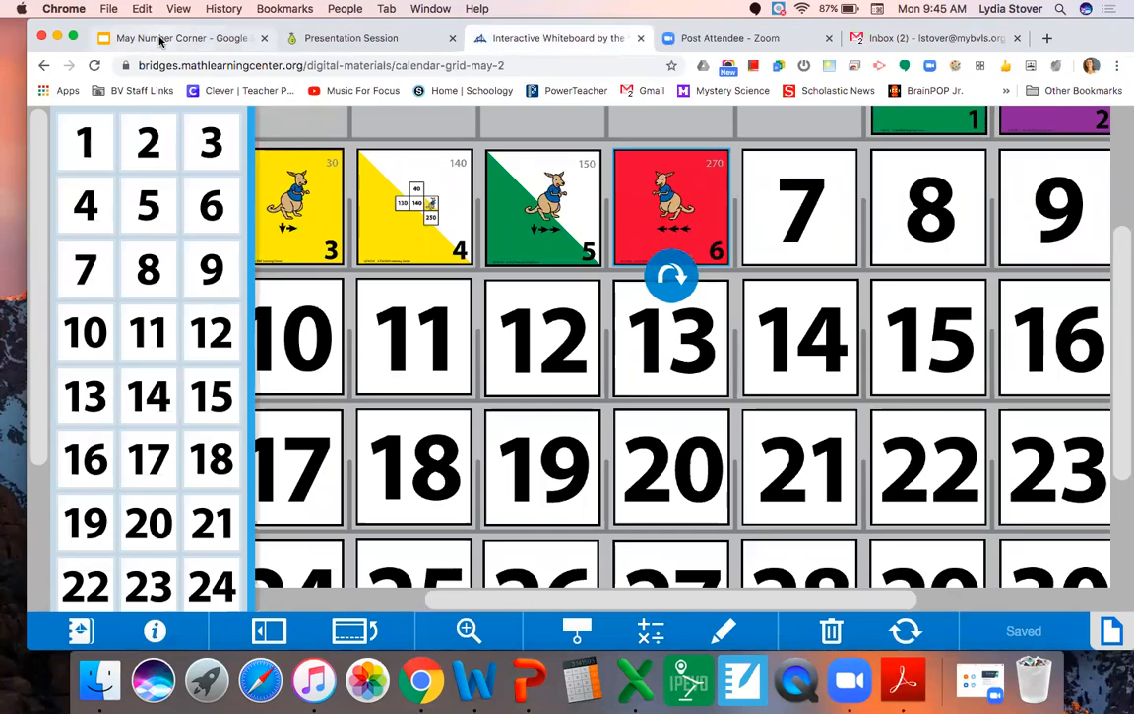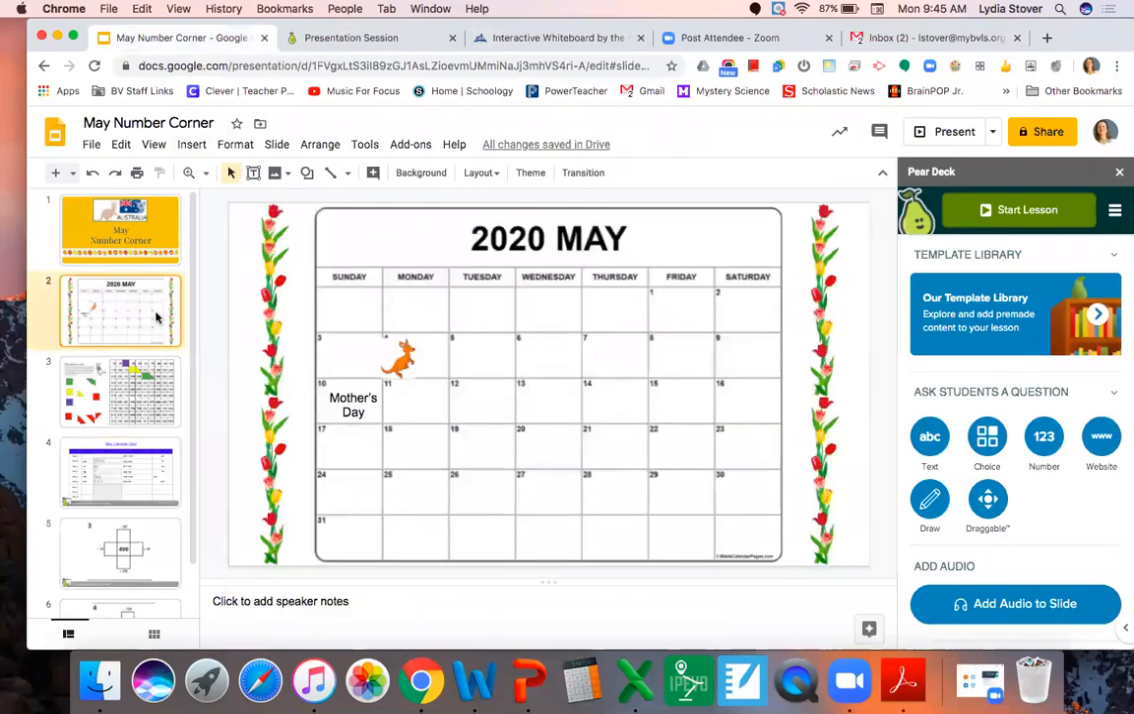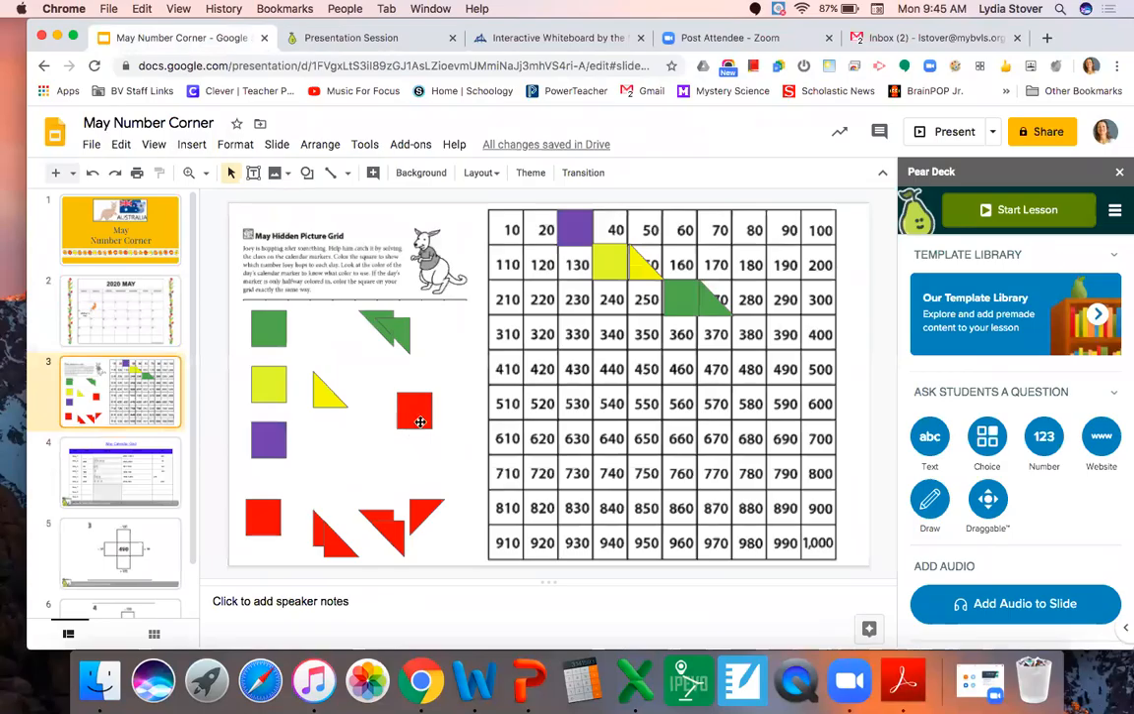I go back here, and I'm going to make my calendar grid on 240 red. So get your crayons. See if you can color 240 red. And we're going to keep going. We're going to do a full week today. Every time we meet, we're going to do a full week.